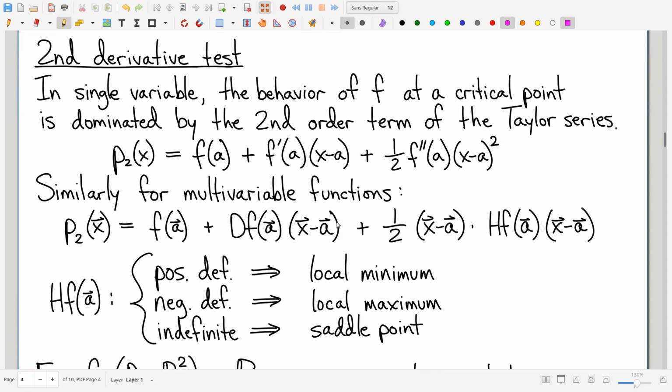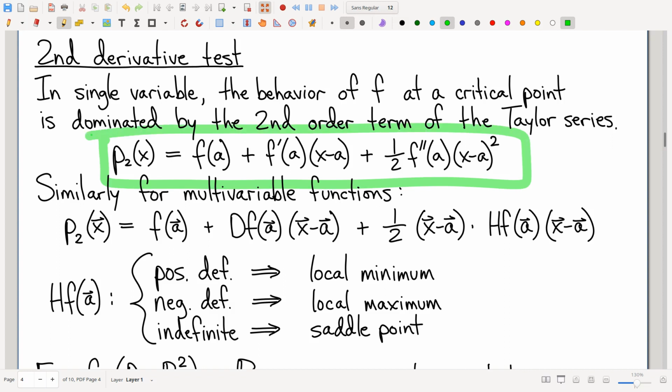So how do you classify critical points? Well, we have a second derivative test. It's a lot like the single variable second derivative test. I'm going to give you a quick point of view on that single variable second derivative test. Comes from the Taylor series, or more to the point, the Taylor polynomial. This is the degree 2 Taylor polynomial. If you're looking at a critical point and trying to figure out what to do with it, well, if the derivative is 0, this whole term goes away. And the entire behavior, at the critical point, the entire behavior of the function is determined by the second order term.